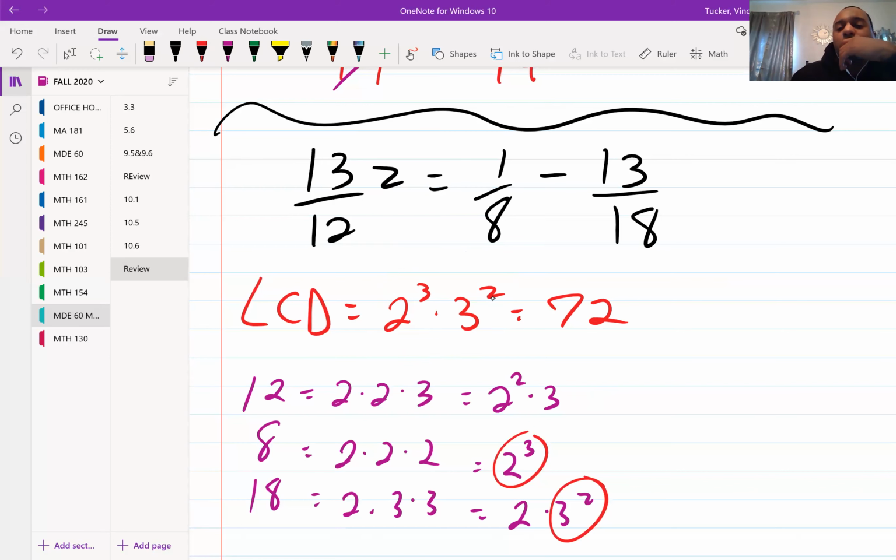Other than that, what you would just do is go down the list, 12 times 1, 12 times 2, 12 times 3, till you get to a multiple that all three of them have in common.